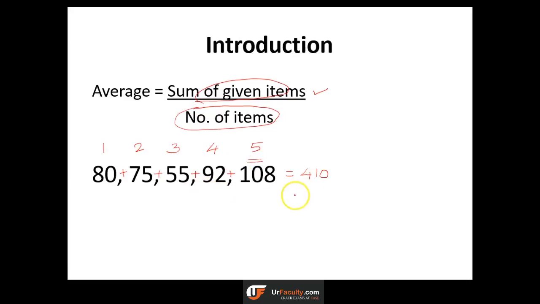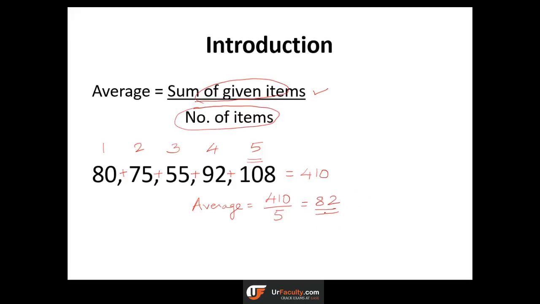So we just need to do average is equal to 410 by 5, and this is equal to 82. Is there any doubt here? I think it's a fairly straightforward set of steps.